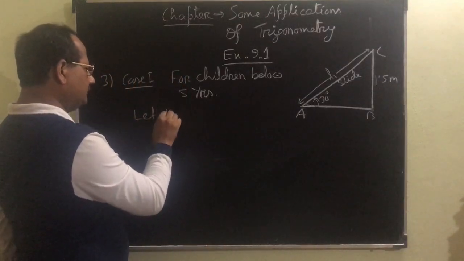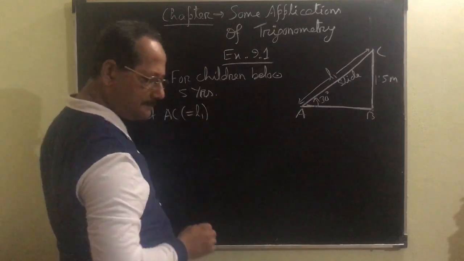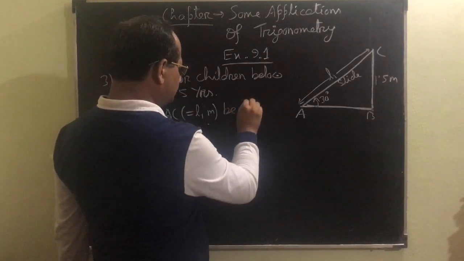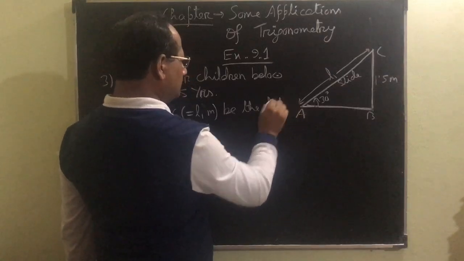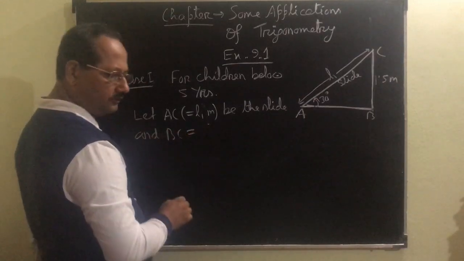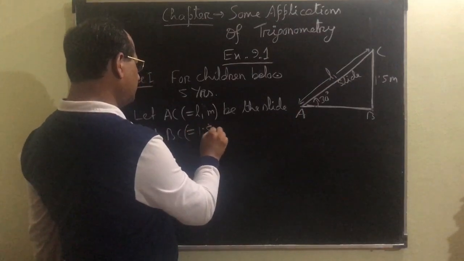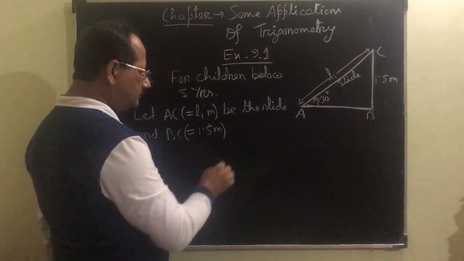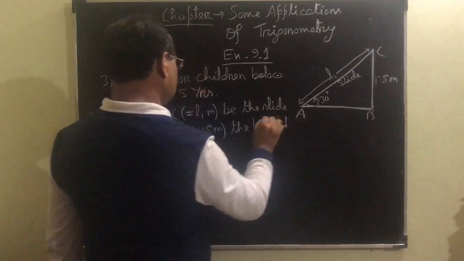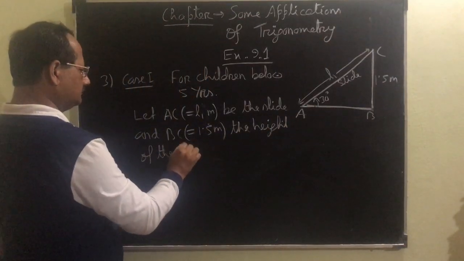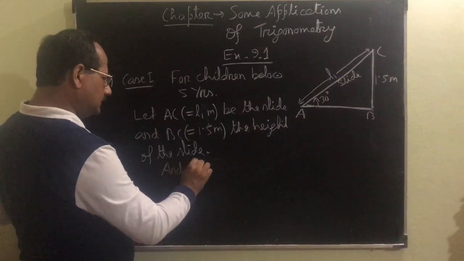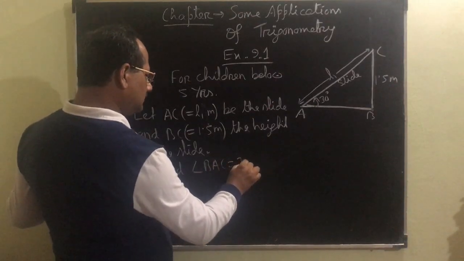Let AC equal to L1 meter be the slide and BC equal to 1.5 meter, the height of the slide, and angle BAC equal to 30 degree.